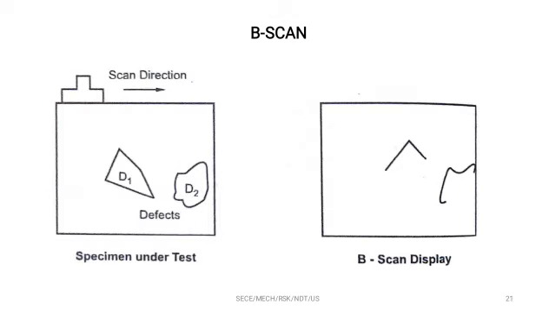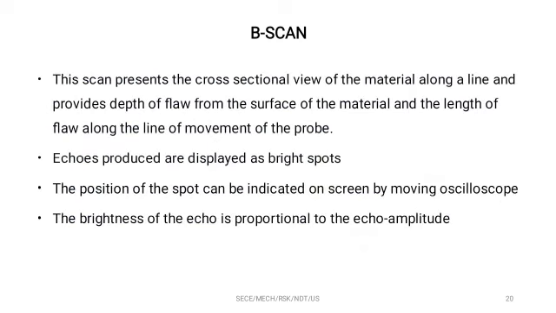So when you go for this B scan, you can see the workpiece is here, the probe is here, and the probe is moved in this scan direction. As the probe is moved in the scan direction, the sound wave travels through the material and accordingly the peaks are formed in the CRT. The benefit of B scan is that it presents a cross-sectional view of the material along a line, and the defects or the echoes are displayed as a bright spot.